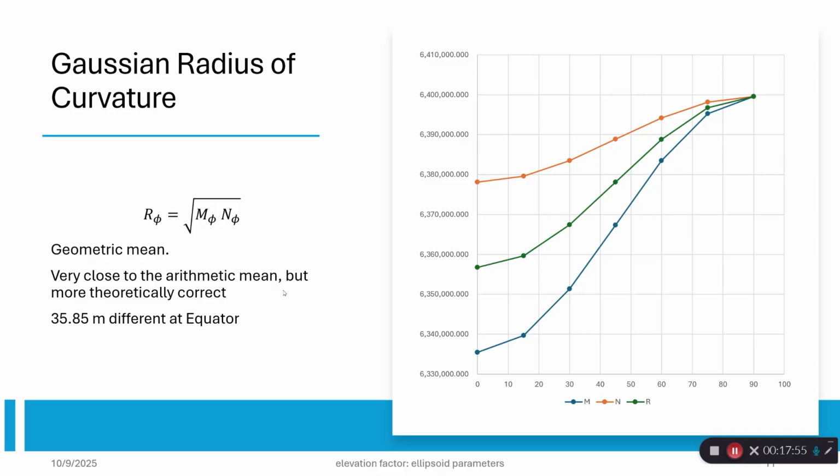So now you might be wondering, how different is the geometric mean from the arithmetic mean? And the answer is not very different at all. The most different they are is at the equator, and they're only some 36 meters different at the equator. So we could use the arithmetic mean, and it would not make any practical difference. But as I said, the Gaussian radius of curvature is theoretically more correct than using the arithmetic mean. And so that's the one that we're going to use for R in our formula for state plane 22.